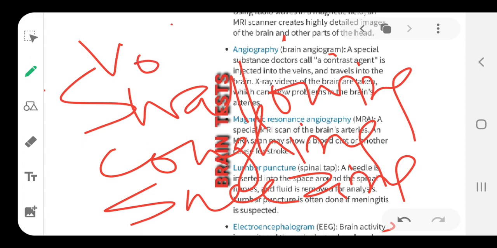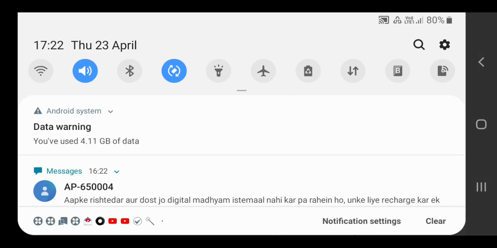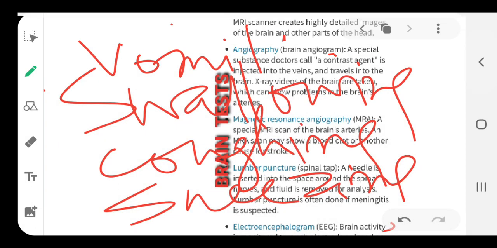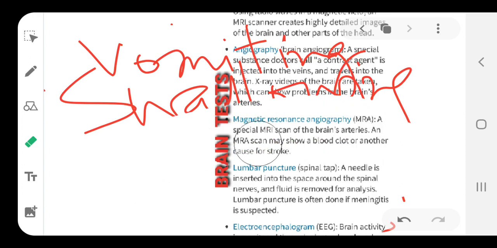Though we have told you this data in the tutorial, you should still write it down so that it is known to you when it is asked in the examination. So these are some functions of the medulla oblongata. This is as far as our central nervous system is concerned.